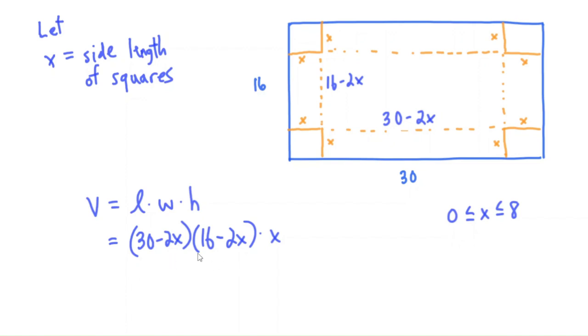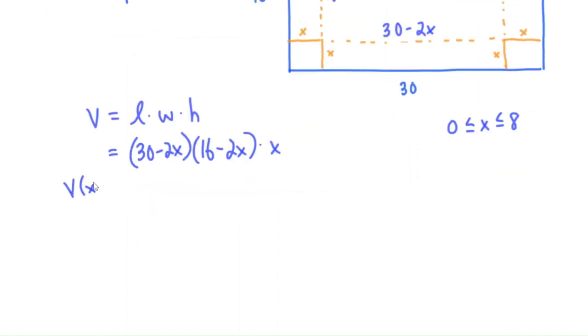So what value of x would make this as big as possible if we're picking values of x between 0 and 8? So we will call this V of x, and we're going to have to FOIL this out. Now, minus 2x times minus 2x is 4x squared. We're going to have a minus 32x from the inside two terms and a minus 60x from the outside two terms. That's a minus 92x. And 16 times 30 is 480.